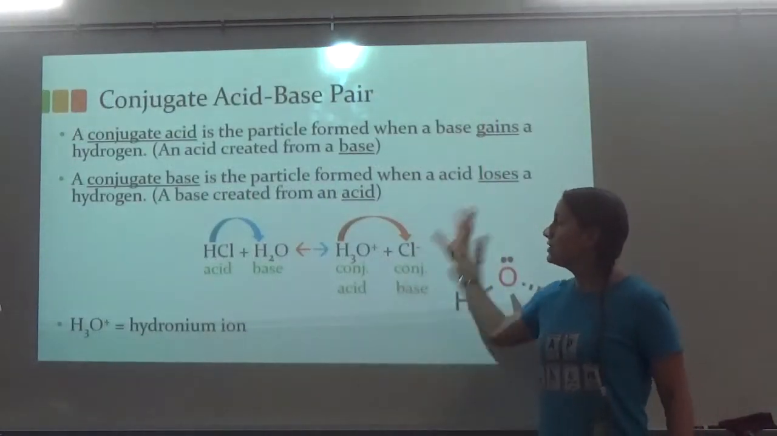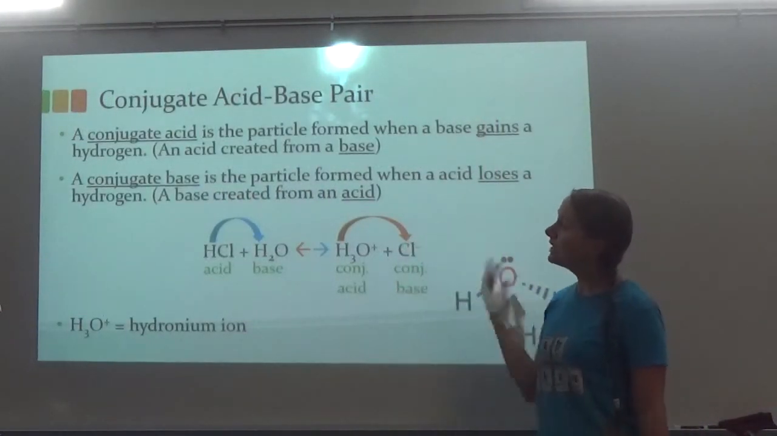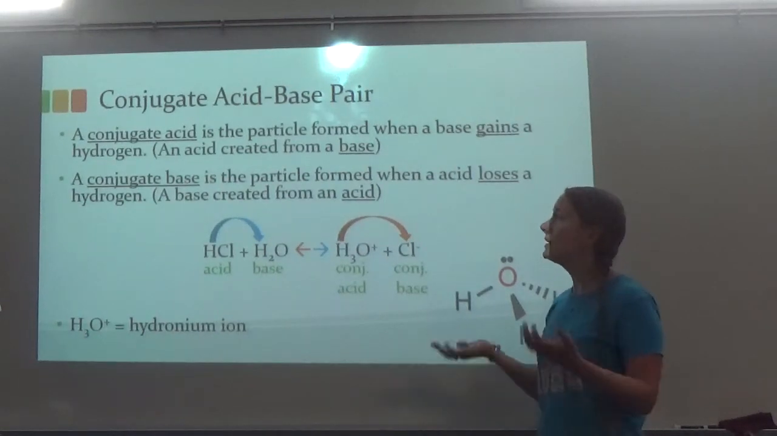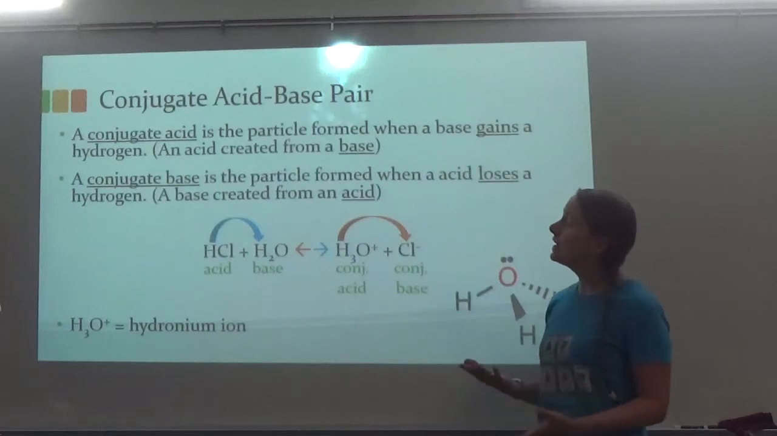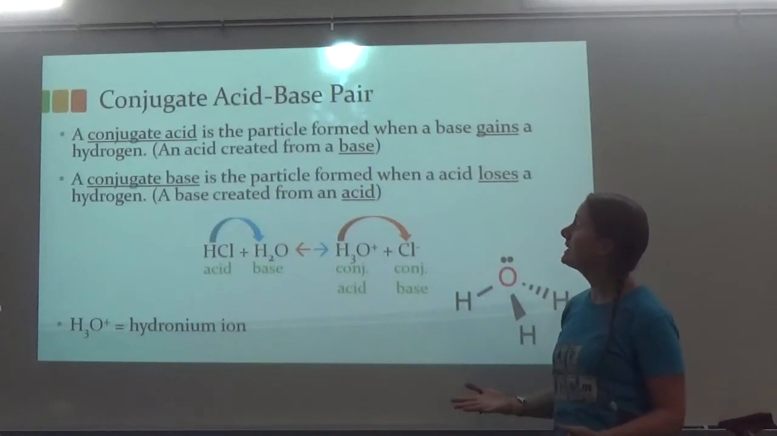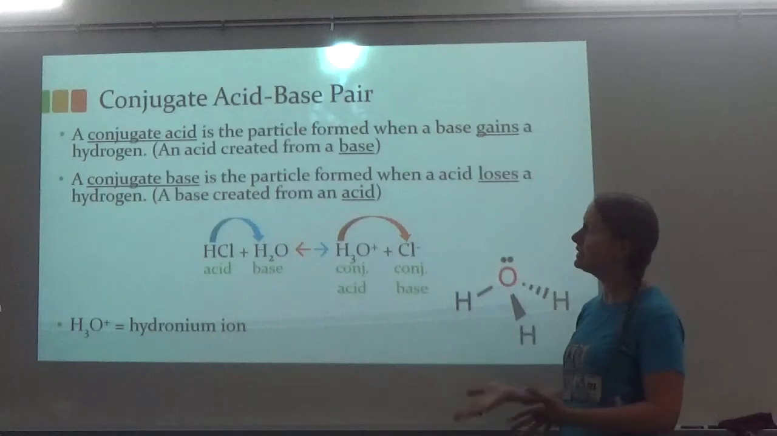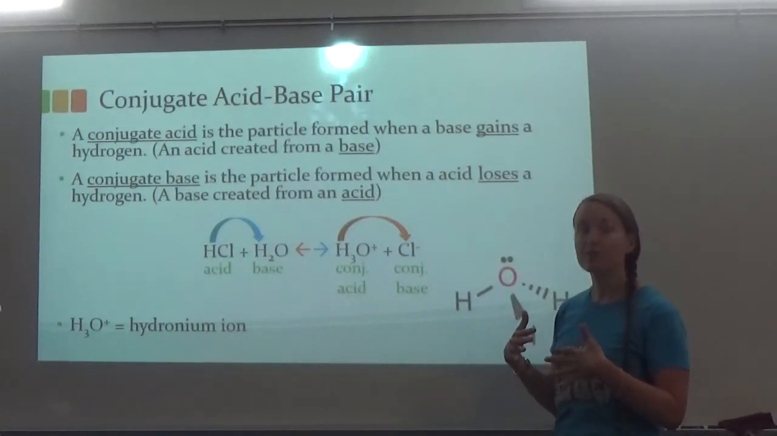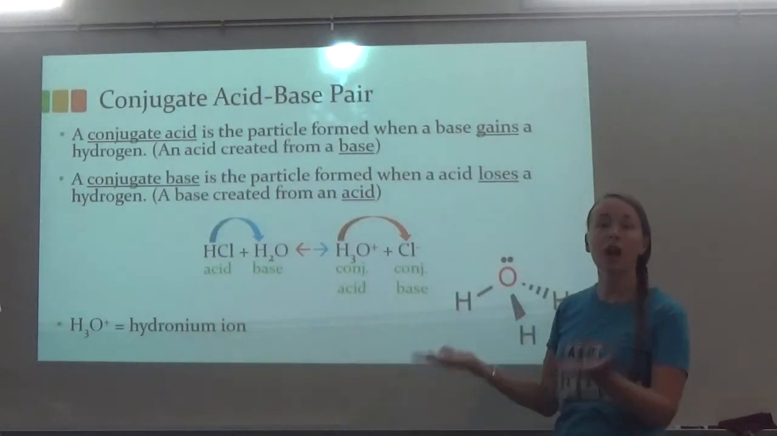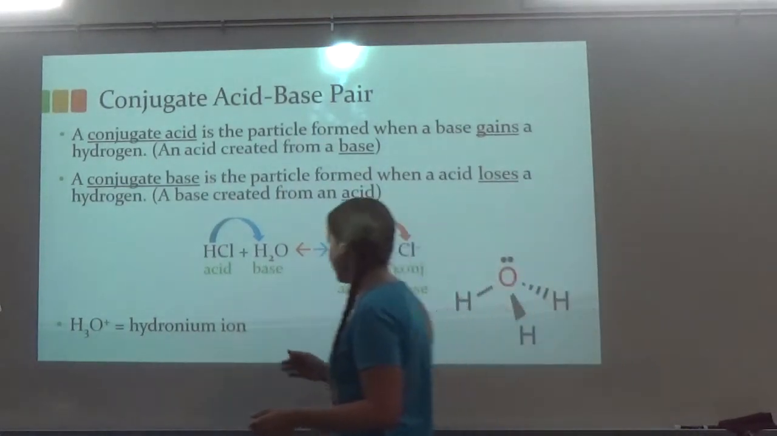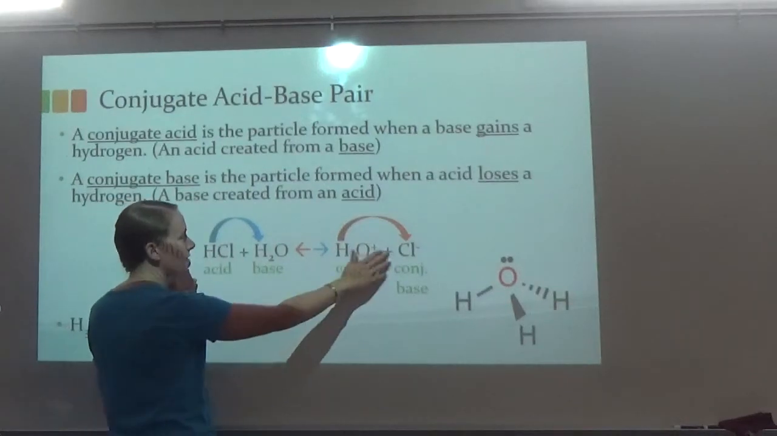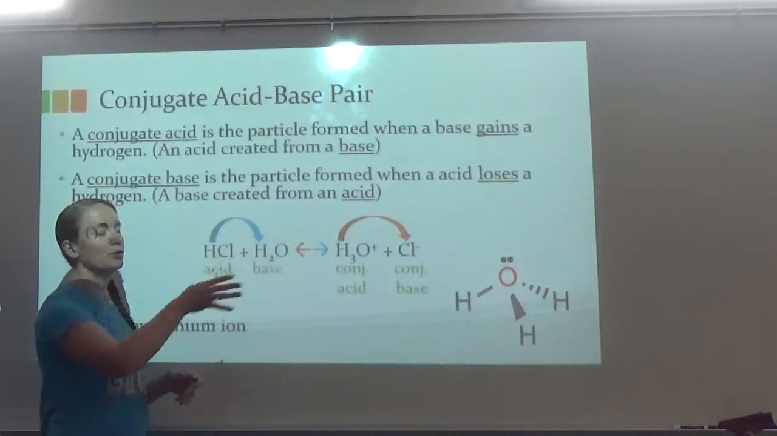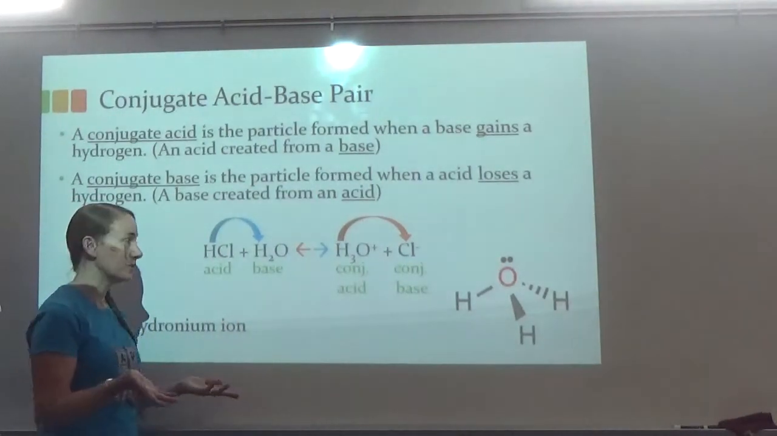So that brings us to the product side of the reaction. A conjugate acid is a particle formed when a base gains a hydrogen, or it's an acid created from a base. A conjugate base is the particle formed when an acid loses a hydrogen, or it's a base created from an acid. So when you get to the product side of the reaction, you have what are called conjugates. All right, so here is a reaction that we've already looked at, and notice it has a double arrow. That means the reaction can go in both directions and eventually will reach equilibrium.